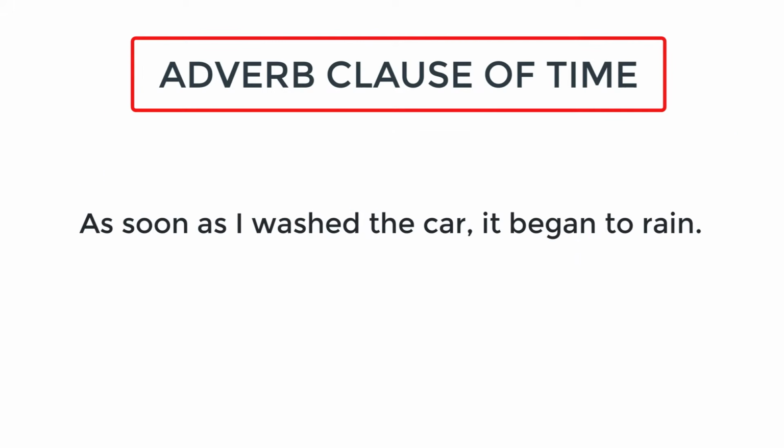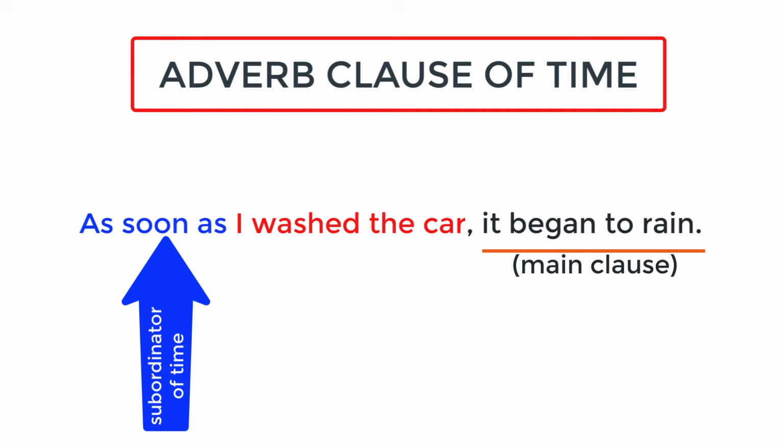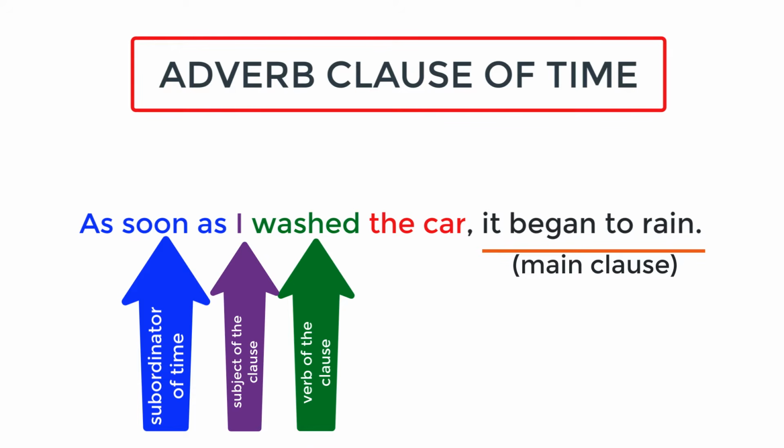As soon as I washed the car, it began to rain. In this example, the adverb clause begins with a subordinator of time, as soon as. It is modifying the verb began. When did it begin to rain? As soon as I washed the car.